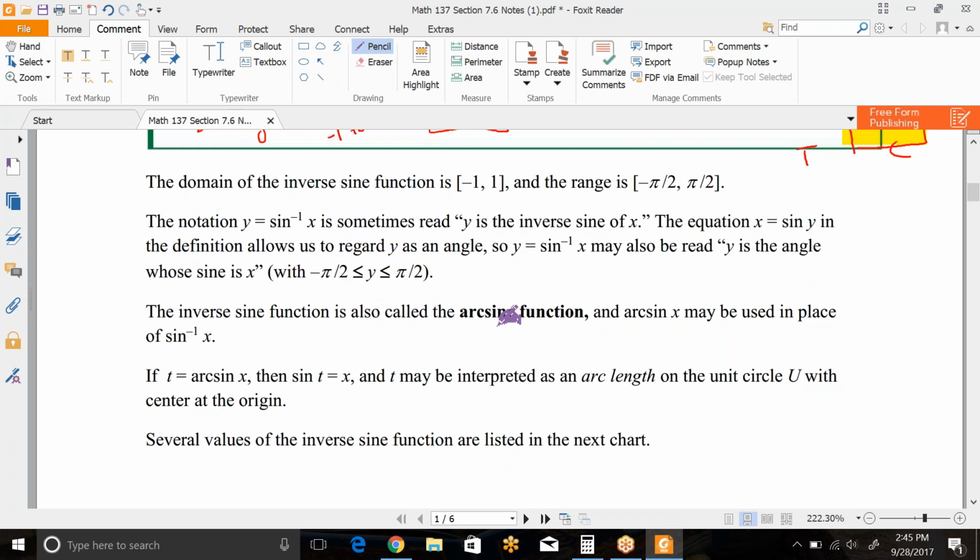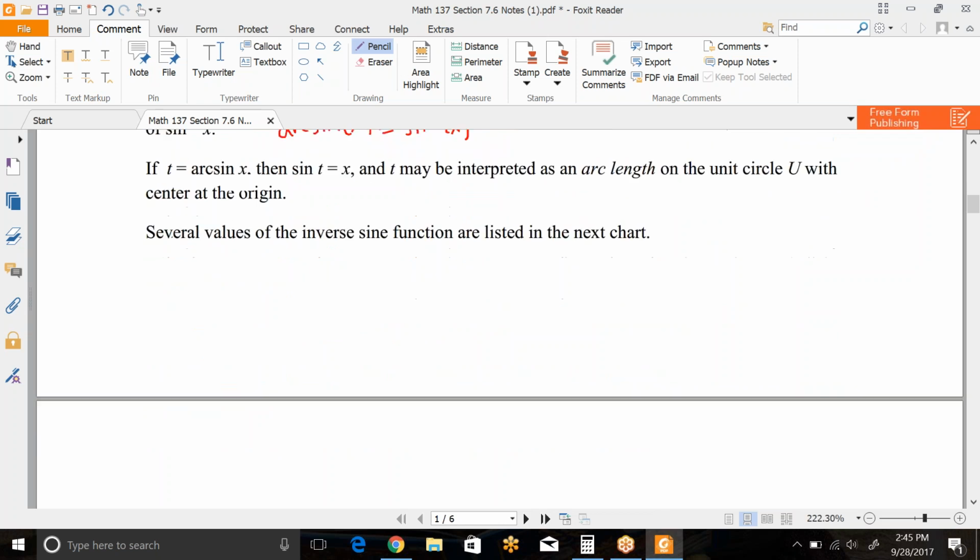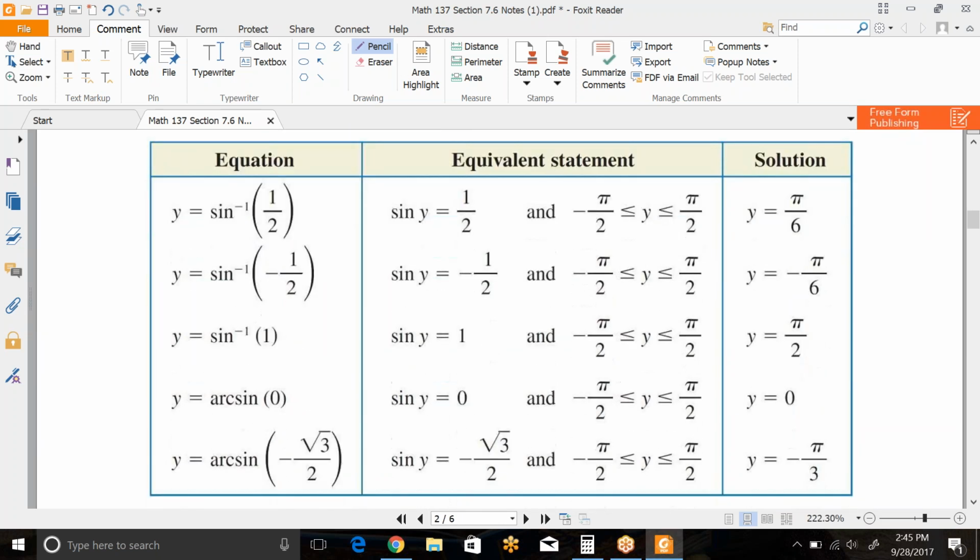The inverse sine function is also called arcsine. So you can write arcsine of x, and that is equivalent to sine inverse of x. They are, I would say, interchangeable. So there is all we need for the sine. So let's look at some examples. So notice this time, instead of having an angle inside, because it's an inverse, we have a ratio inside.